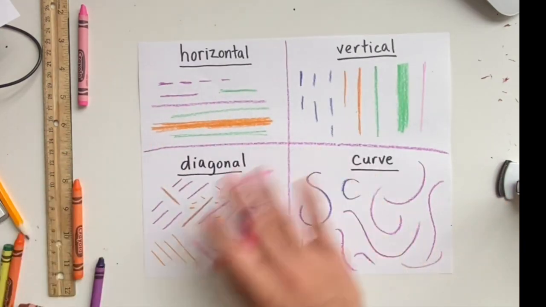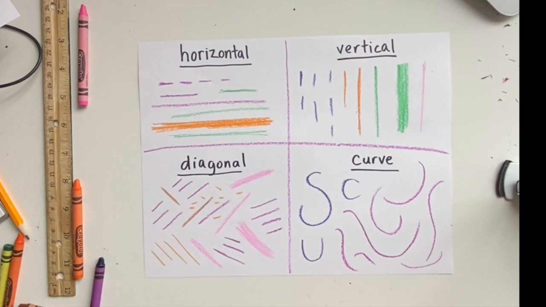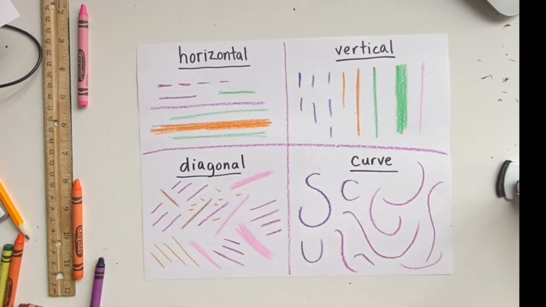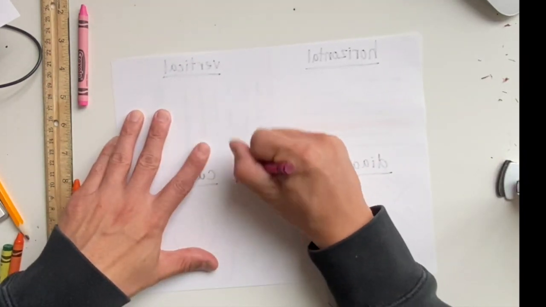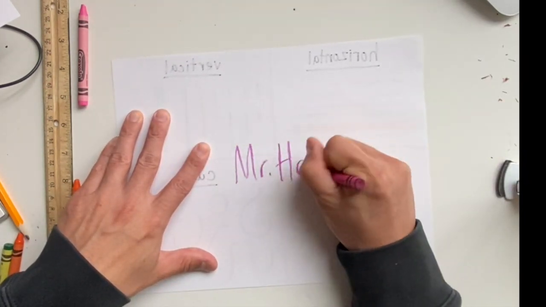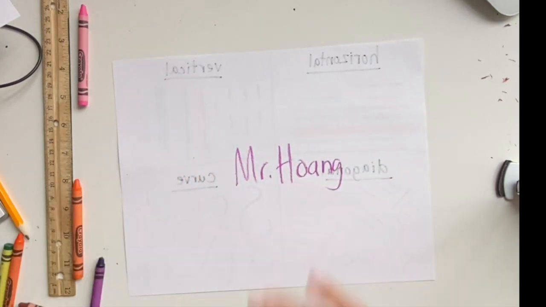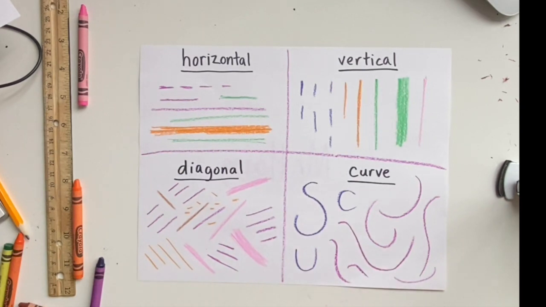We're going to be using these 4 types of lines for our first art project this year. So make sure you keep this in your art folder that you made for your first assignment. Also, write your name on the back. I'm going to be writing my name on the back. You write your name on the back. Okay? Keep this in your notes and be ready for the first project. Thanks.